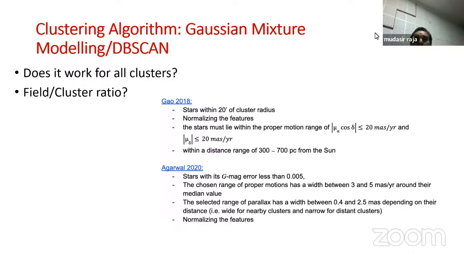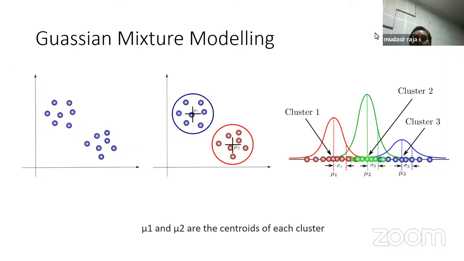In the case of GMM, Gau 2018 used DBSCAN, and Manan Agarwal 2020 used GMM. So we studied both these papers and tried to find out how we can do this. This is the Gaussian mixture model. We all know that the mean is kind of a center and the covariance is kind of a width. Basically, the Gaussian mixture model is a probabilistic approach using density to find the clusters.